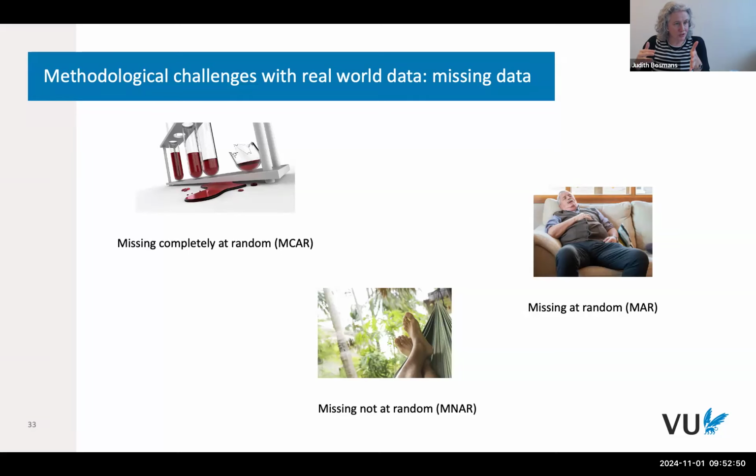So it's very hard to adjust for that. When you have indications that your data is missing not at random, and that's often the case in real world data, you have to be more careful with the conclusions that you draw based on the analysis that you did.